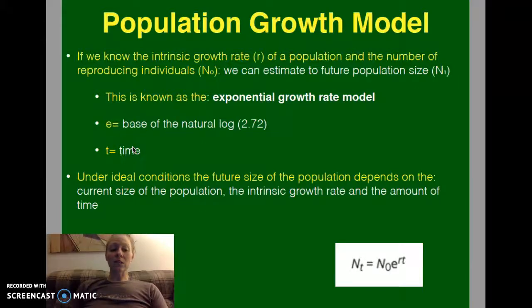So under ideal conditions, the future size of the population depends on the current size of the population, the intrinsic growth rate, and the amount of time it has to grow. This is going to be the total population. This is the number of reproducing individuals. This is the rate up here, so the base of the natural log, and the rate and time.